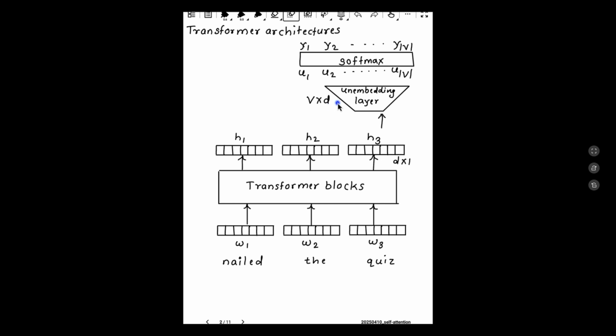Now when we multiply this H3 by this weight matrix, we will get a vector of logits, where we will have a score for each word in the vocabulary. We then apply softmax on that vector to get a probability distribution over all words in the vocabulary. Then we sample from this distribution to get the next word in the sequence.